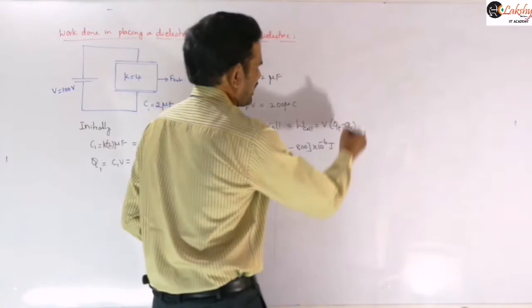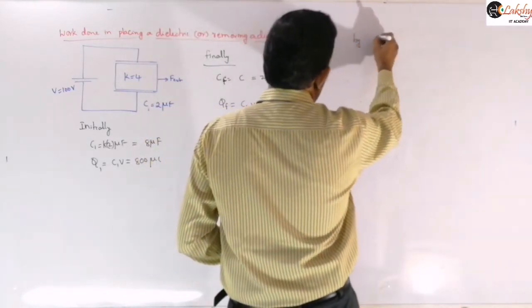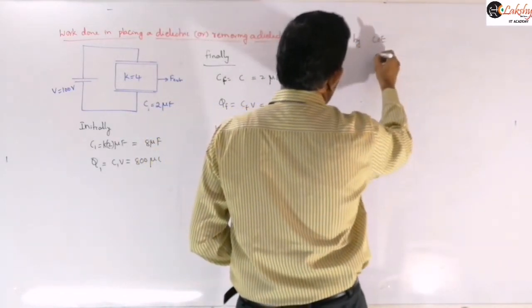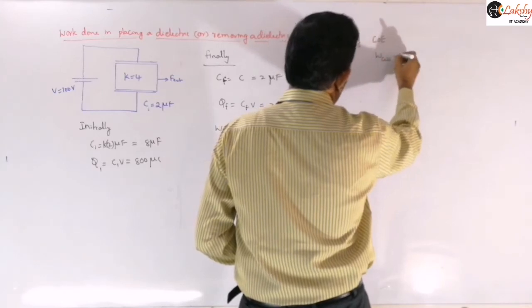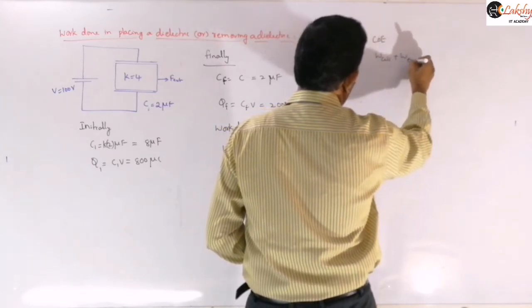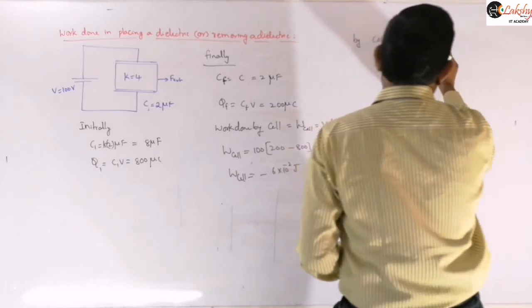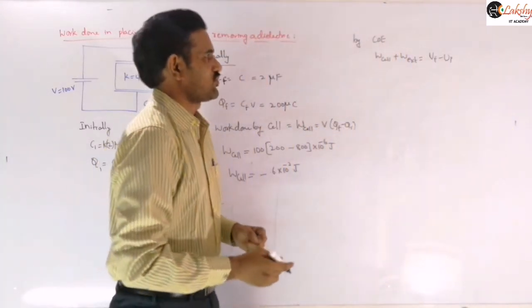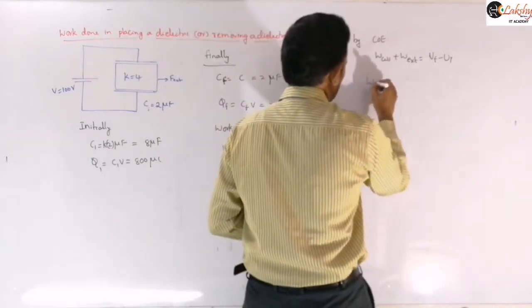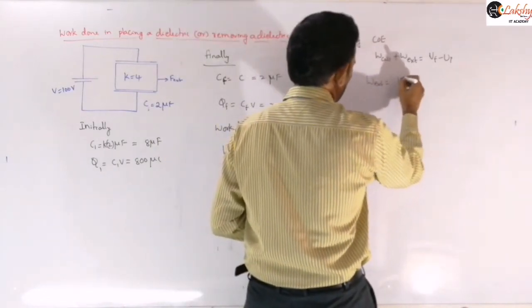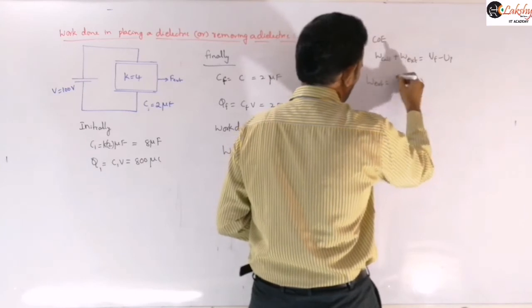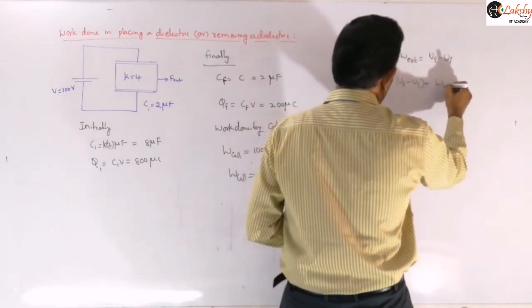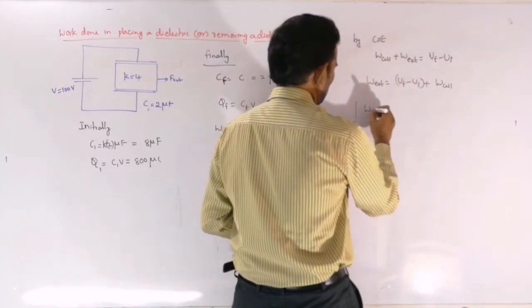Now let us use our conservation of energy here. So by conservation of energy, work done by the cell plus work done by the external agent is equal to U final minus U initial, change in energy. Now we can substitute those numericals as we need the work done by the external agent. So let us write this work done by the external agent is equal to U final minus U initial plus work done by the cell we need to write here.